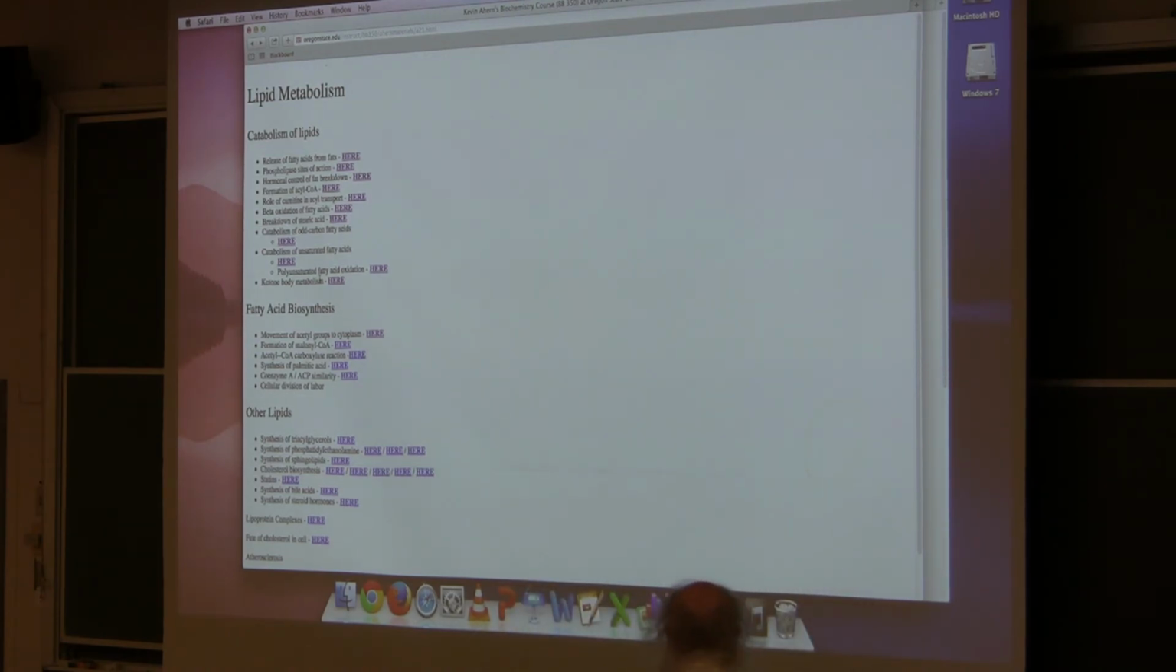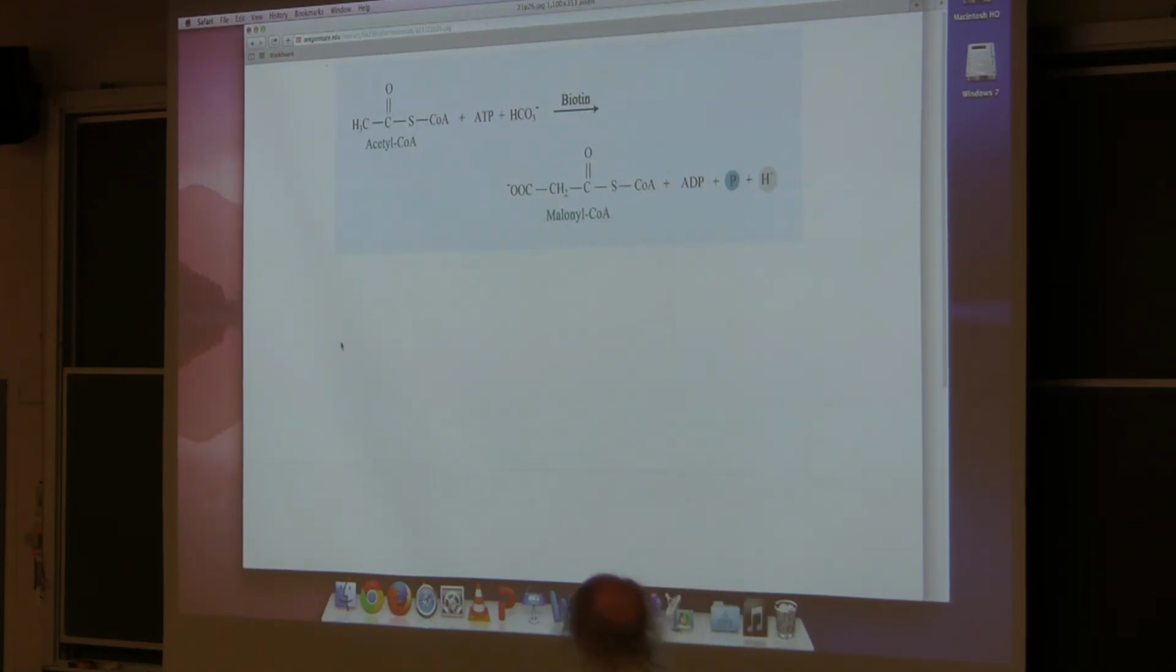There's an intermediate called malonyl-CoA, and then there's another intermediate after that I'll tell you about. The first intermediate is malonyl-CoA. And this reaction shows you how malonyl-CoA is made. Acetyl-CoA is combined with bicarbonate, which is just a source of the carbon, a carbon dioxide as it were, using the energy of ATP to make malonyl-CoA. Well, this is a carboxylation, and we've learned that carboxylations use the coenzyme biotin.